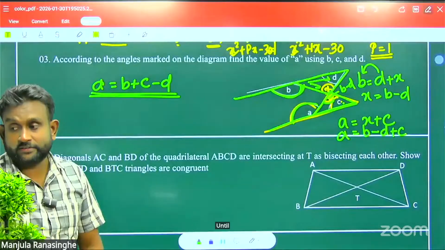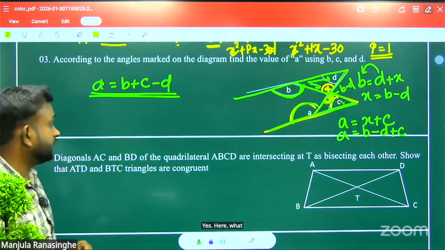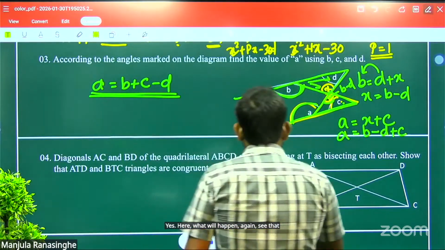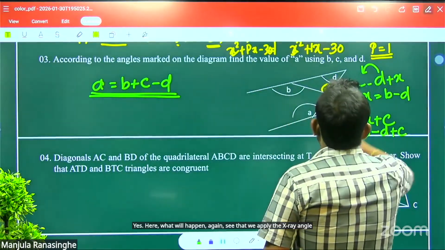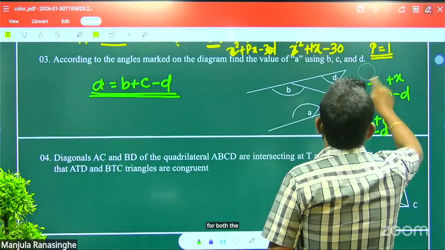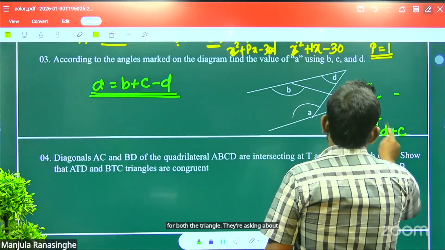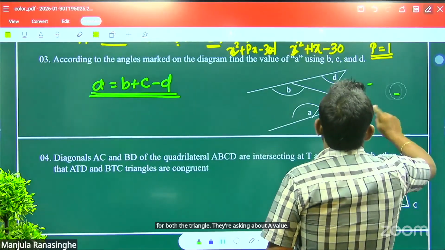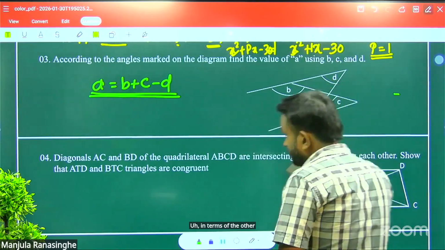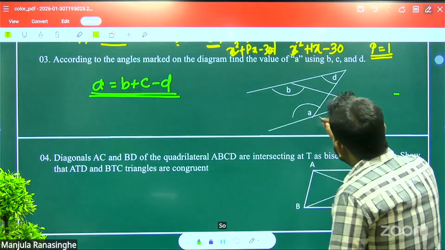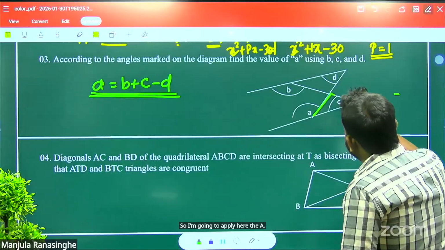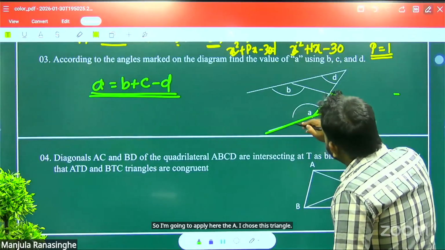Excuse me, sir. Yes. Can you explain again? Yes. Here we apply the exterior angle theorem for both triangles. They are asking for the A value in terms of the other angles B, C, D. So I choose this triangle and apply the exterior angle theorem.